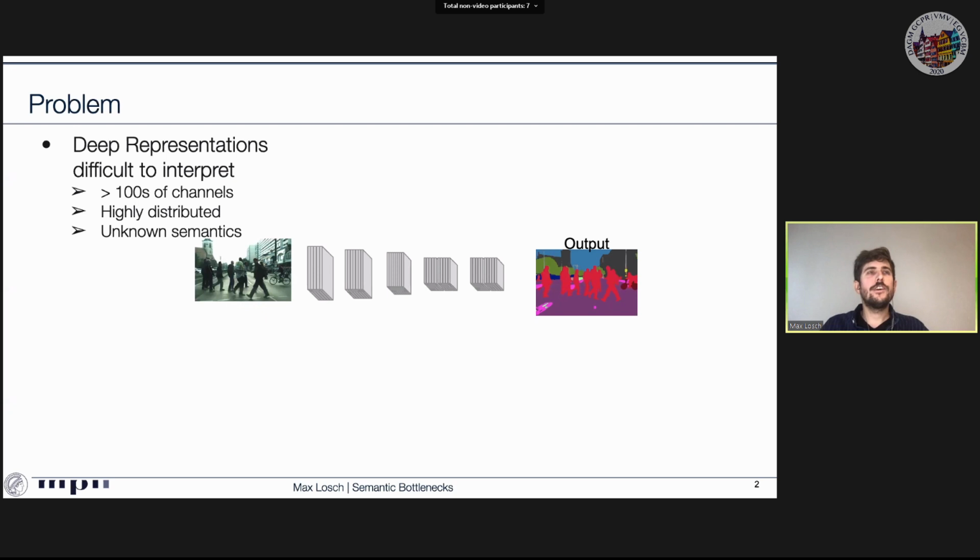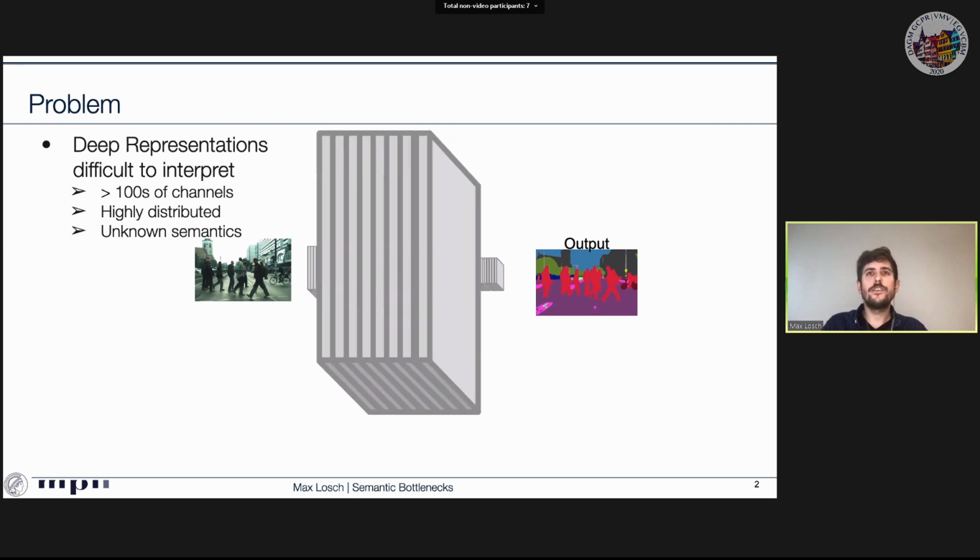So consider a well-performing deep convolutional network here, for example, on street scene segmentation. One of the critical issues that is obstructing interpretability is the fact that if we look at intermediate representations or activations, they're generally in the hundreds of thousands of channels, and all of them are generally highly distributed, such that each of these channels is very difficult to interpret since they have unknown semantics, or at least their semantics is not clear to us humans directly.